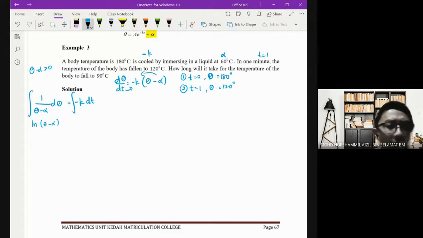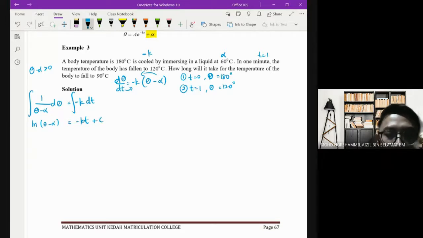Kenapa? Sebabnya kita takkan bubuh ais dalam air, dia akan mencair je. Dia tak akan jadi panas punya air tu. Kalau jadi panas, maksudnya formula ni boleh negatif. Kalau kita bubuh ais dalam air, dia akan jadi sejuk je lah kan. Sebab tu saya kata theta minus ambient temperature always going to be positive. Alright. So we can ignore the modulus part, equals to right hand side will be minus kt and then don't forget plus c as usual.